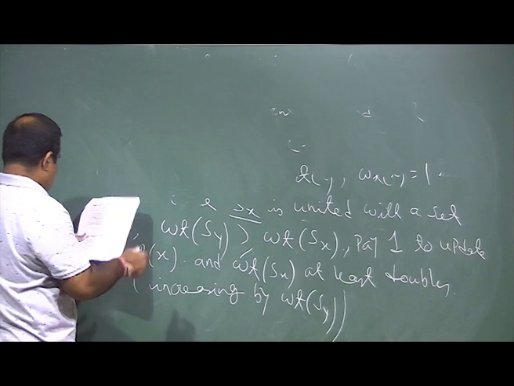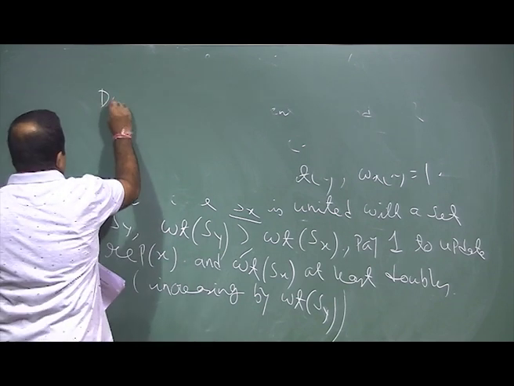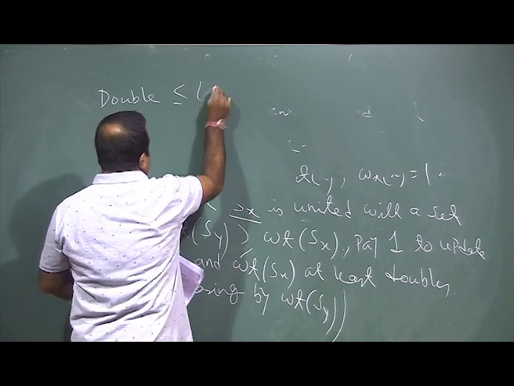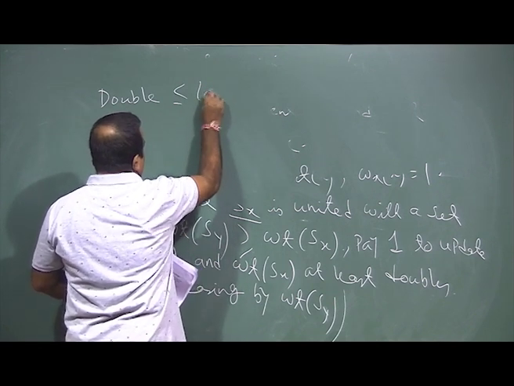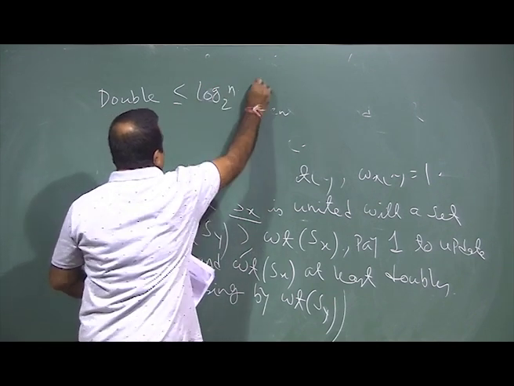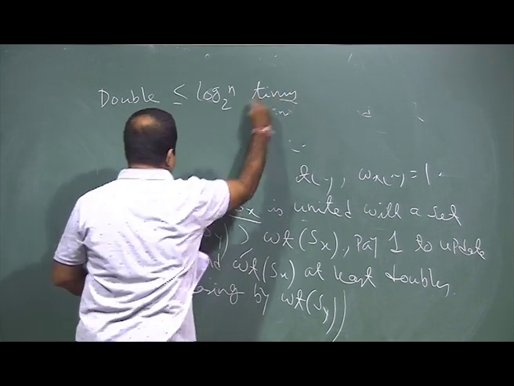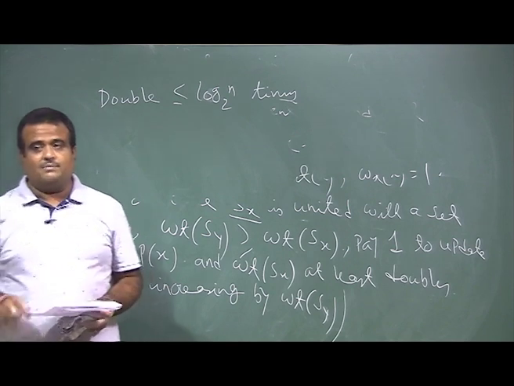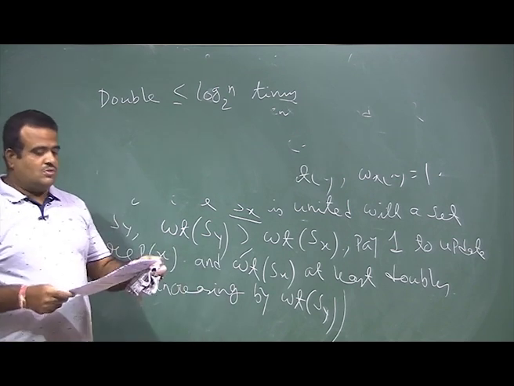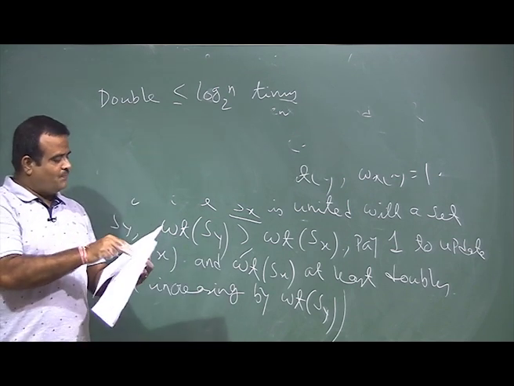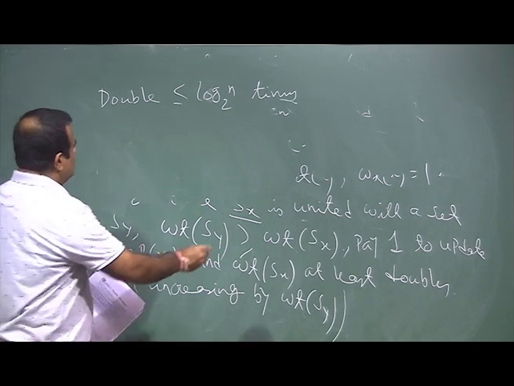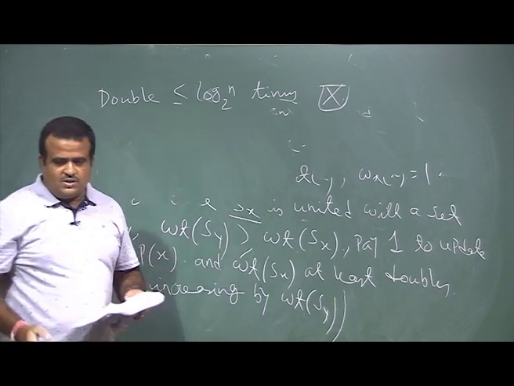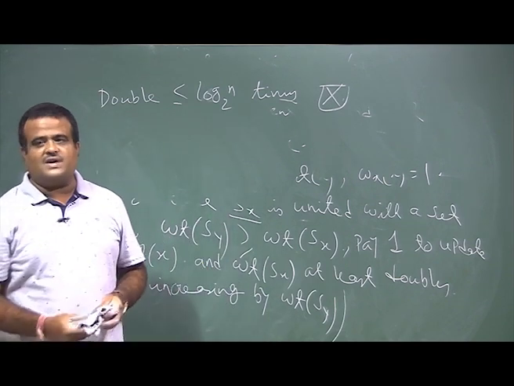So we are making it double less than log n base 2 times. That is why the log n is coming, because it is doubling. So this is the proof. So the total number of operations is, this is the proof. Okay, so this is the first trick.